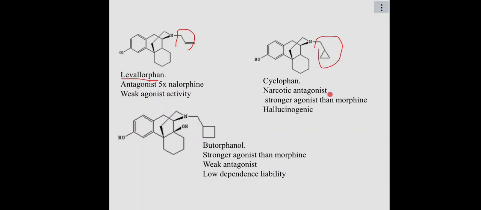Again, it's a narcotic antagonist, a stronger agonist than morphine, but it is not in use because it was found to be hallucinogenic. We have already looked at butorphanol, and as we have said, butorphanol has that extra beta hydroxyl group at that position. It's a strong agonist, stronger than morphine, with weak antagonist activity, and indeed, butorphanol we do classify as a mixed agonist-antagonist drug.